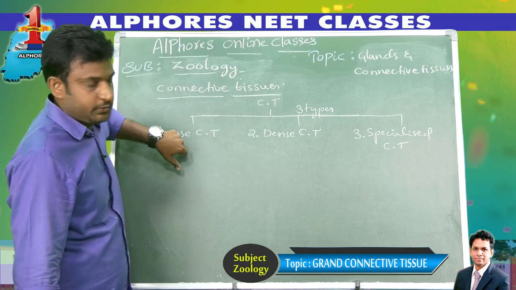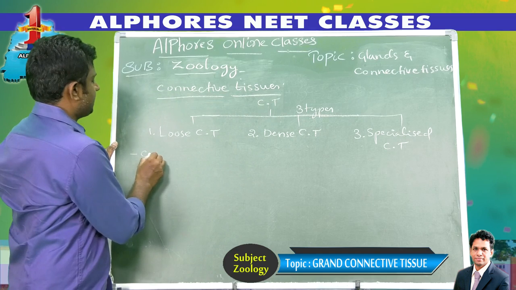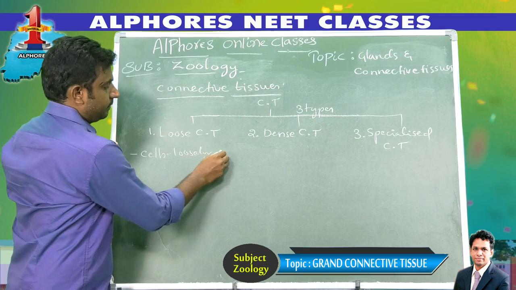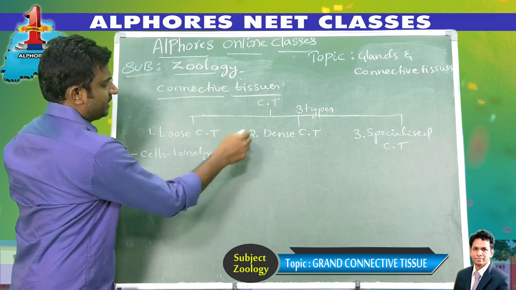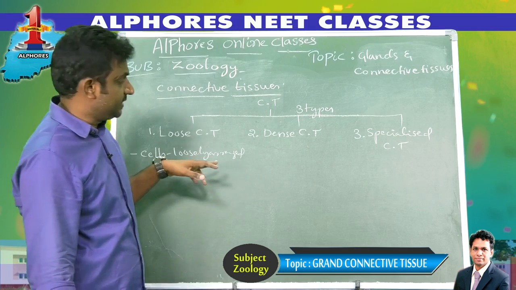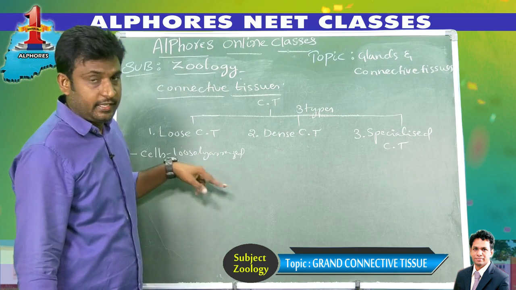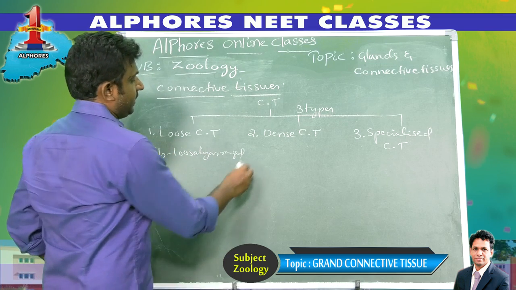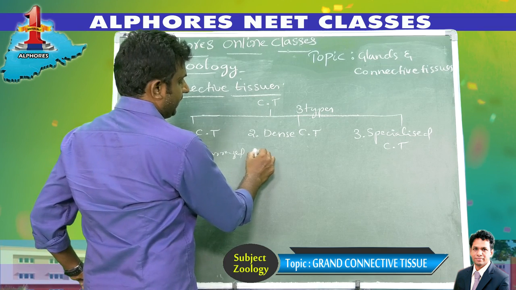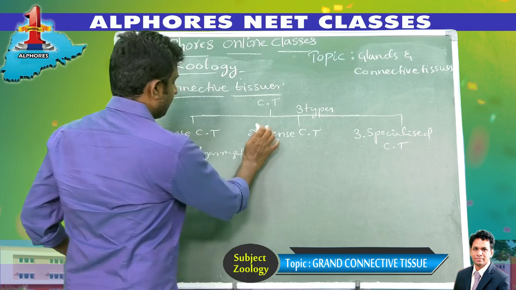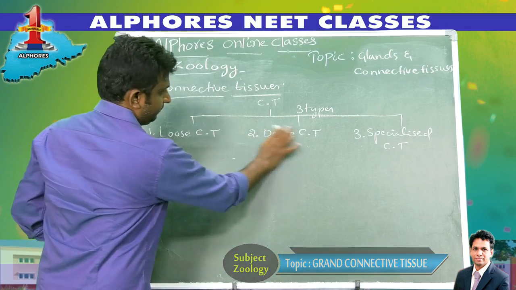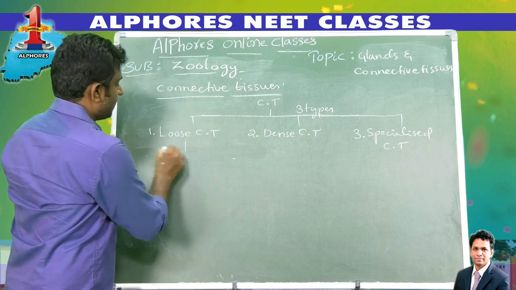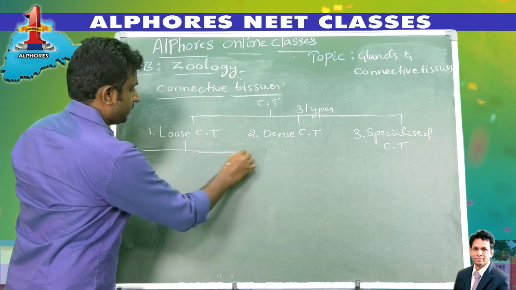Loose connective tissues means cells are loosely arranged. Loosely arranged means spaces are present. Spaces like areoli are present in these connective tissues. Dense connective tissues: cells are tightly attached with each other. Next, specialized connective tissues.